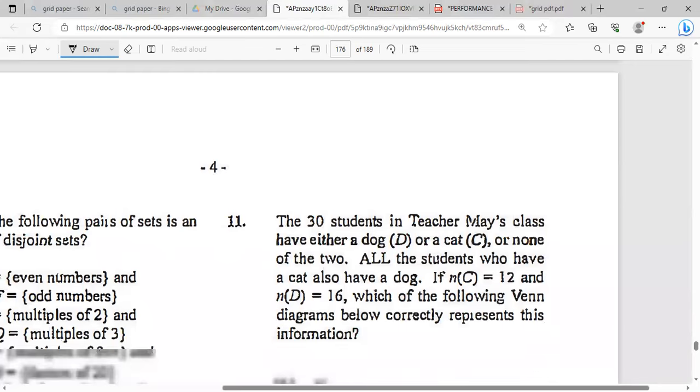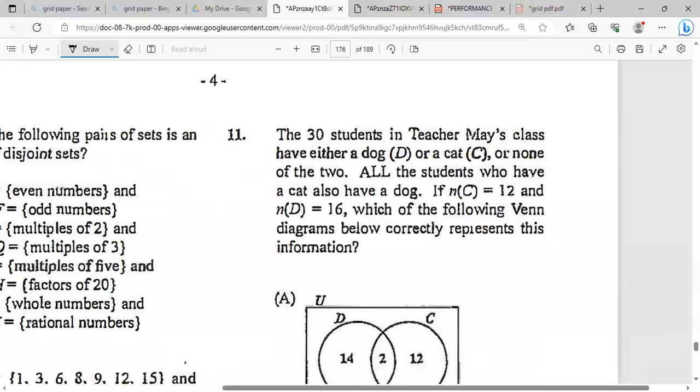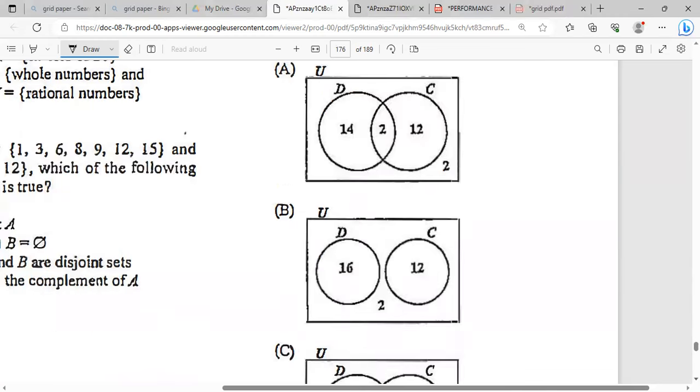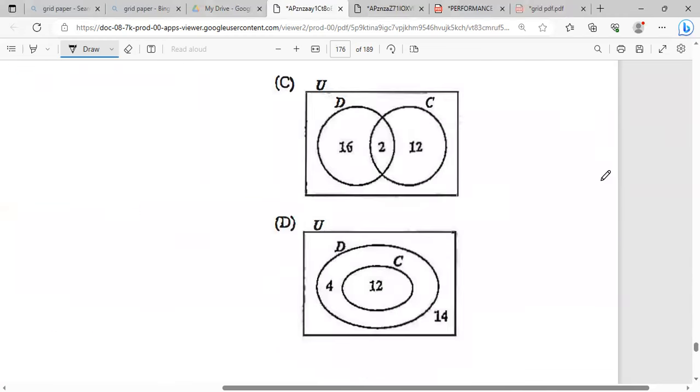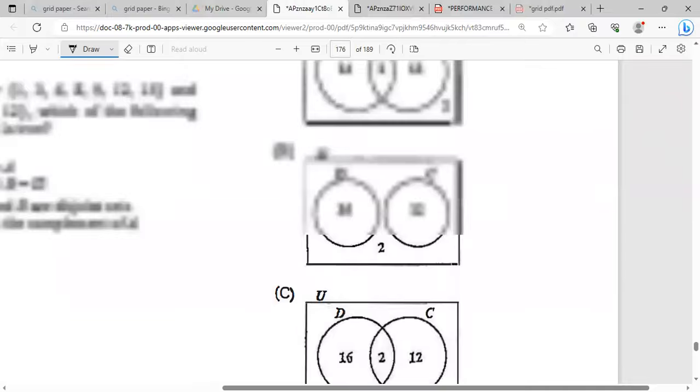It says the 30 students in the teacher's class have either a dog or a cat or none of the two. So it said none of the two, which means a disjoint set. All the students who have a cat have a dog. If the number in C is 12, and hold on, all the students who have a cat also have a dog. So it can't be a disjoint set, because all who have a cat have a dog. It's not a disjoint set.